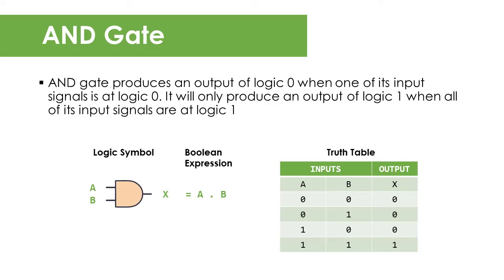However, a logical AND gate produces an output of logic 0 when one of its input signals is at logic 0. It will only produce an output of logic 1 when all of its input signals are at logic 1. The Boolean expression for a logic AND gate is A.B. The AND operation is denoted by this dot symbol as logical multiplication. In most occasions, the dot symbol is removed and a logical multiplication is implied, as in AB instead of A.B.